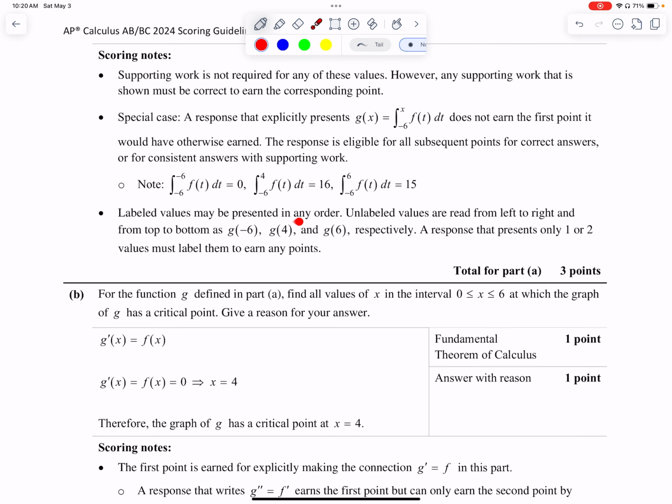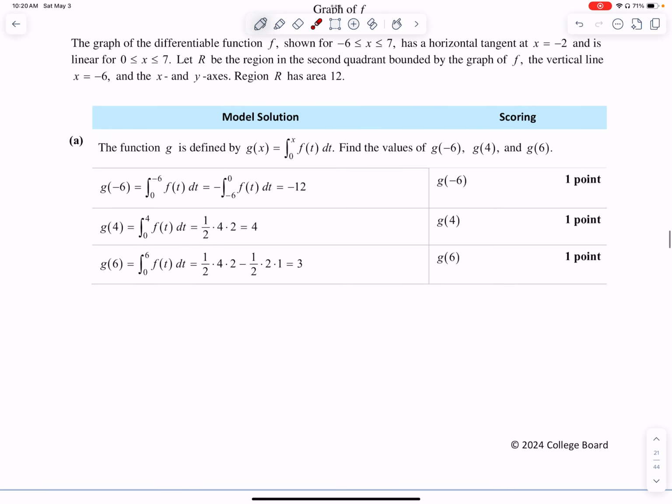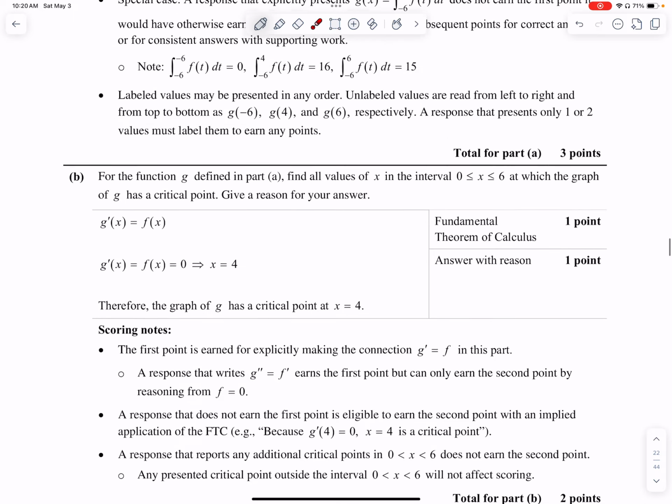Labeled values may be presented in any order. Unlabeled values are read from left to right and top to bottom. So, for example, if you were racing through this and you just had your simple answers of, what is it, negative 12, 4, and 3, they're going to read it either from top to bottom, as this one is g of negative 6, this one is g of 4, and that one's g of 6, or they'll read it from left to right if that's the way that you ordered them. Okay, that's cool to know.